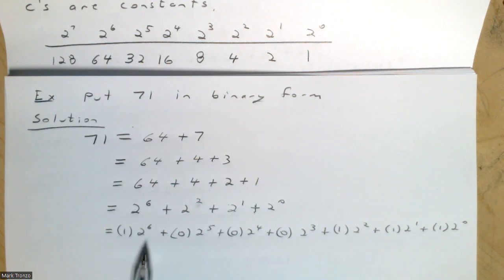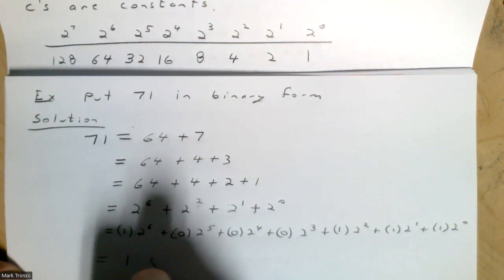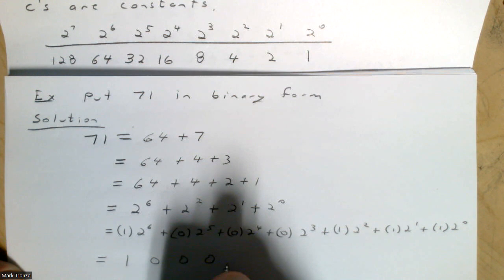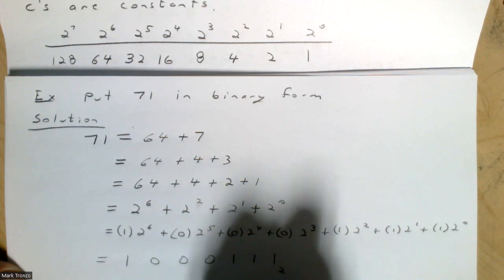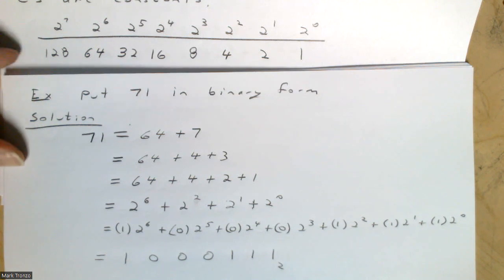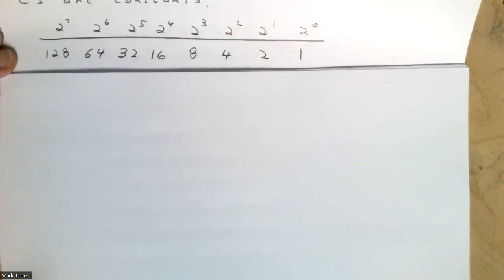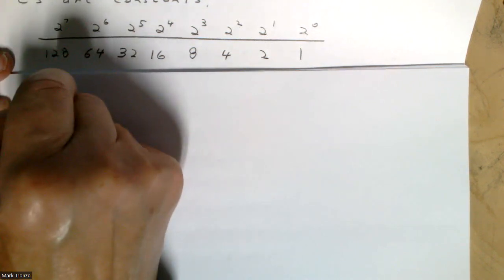And so again, write out all these coefficients. So it's going to be 1, 0, 0, 0, 1, 1, 1, and put a little 2 there. I'll do one more quick example just to be sure we're on the same page.